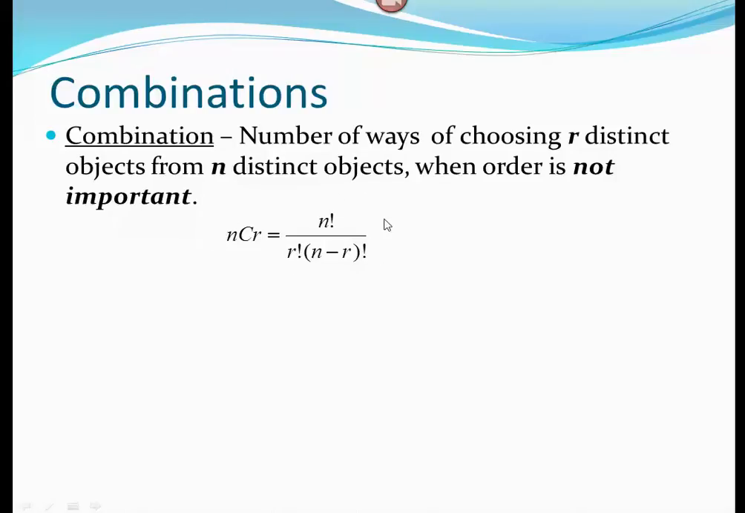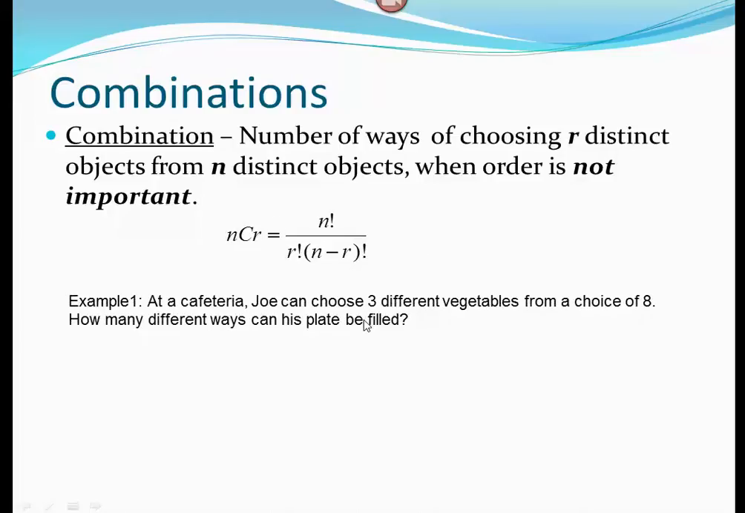Now, this is something that you can do on your calculator, so you're not going to be required to do this by hand. But the idea I wanted to show is that n represents the number of trials or the number of objects that you have, and r represents how many we're going to select from those n different objects. And so we have this formula up here. And here's an example of where we might use the combination formula. In a cafeteria, Joe can choose 3 different vegetables from a choice of 8. How many different ways can his plate be filled?